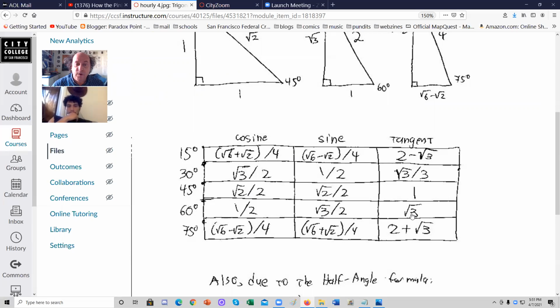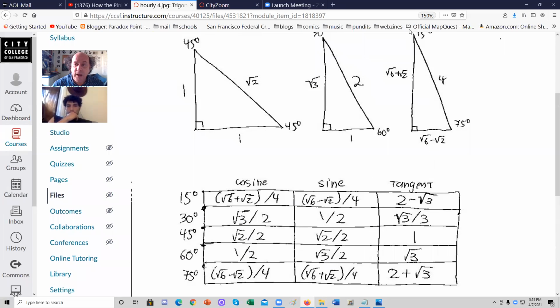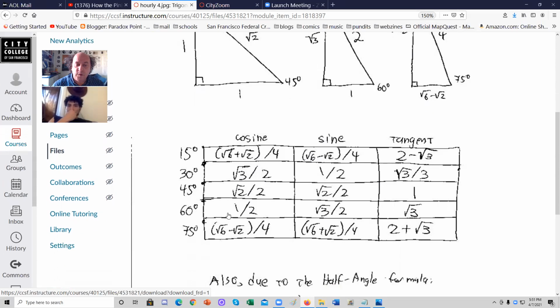Now, for cosine and sine, let's say 15 degrees. Cosine is adjacent over hypotenuse, therefore root 6 plus root 2 over 4. Sine of 15 degrees is opposite over hypotenuse, therefore root 6 minus root 2 over 4. Reverse for 75 degrees: its cosine is root 6 minus root 2 over 4, and its sine is root 6 plus root 2 over 4. As usual, complementary angles have complementary trig functions.